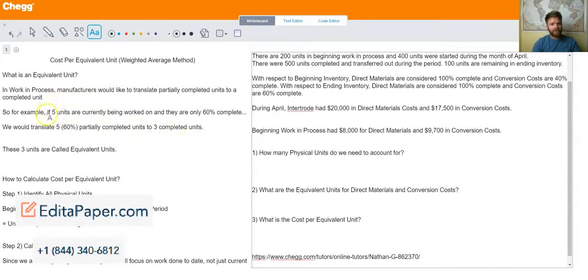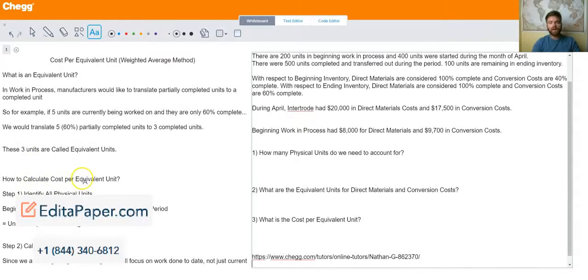So for equivalent units, these production facilities like to translate those partially completed units into whole units. So for example here, if 5 units are currently being worked on in work in process, and they are only 60% complete, we would translate those 5 60% partially completed units to 3 completed units. 5 times 60% is 3. And those 3 units are called equivalent units.